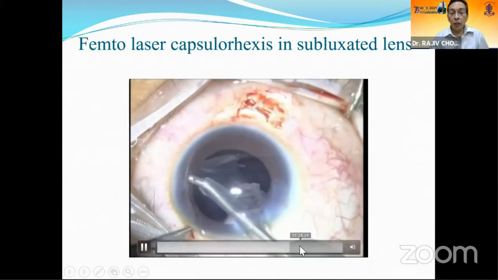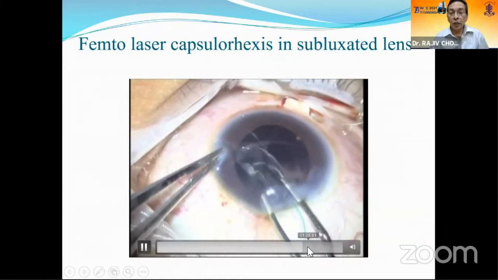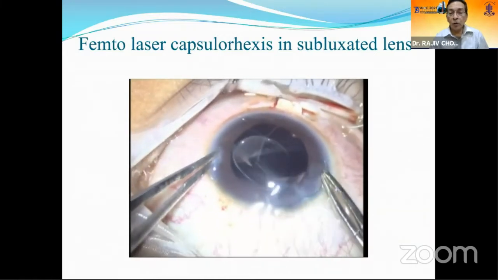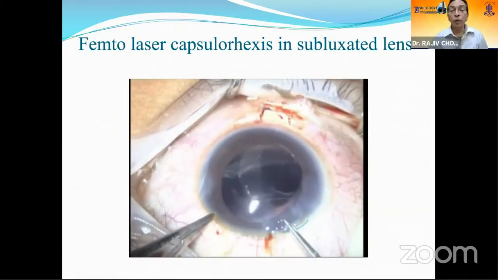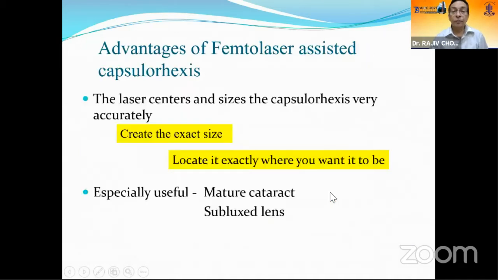You can see, remove the capsule and then put 3 pleats, which otherwise may not have been possible when we are going to do it manually. And this is the exact positioning with the femtolaser, and you can see the manual rhexis.